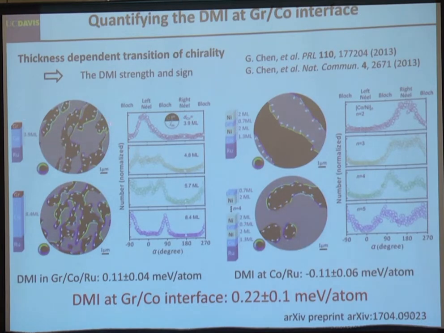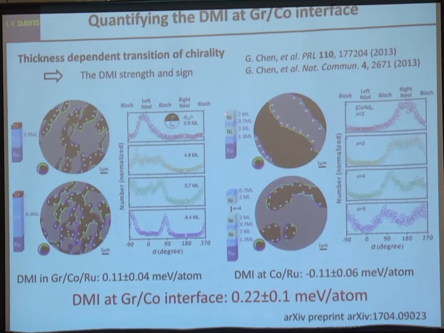So we first perform a systematic thickness-dependent transitional chirality study, which allows you to quantify the DMI based on the picture that I mentioned before. So we tested the graphene case. You can see the evolution of this histogram from a single peak at left-handed Néel gradually to a double peak at plus minus 90 degrees, meaning there's a chiral Bloch. So the DMI is not dominating.